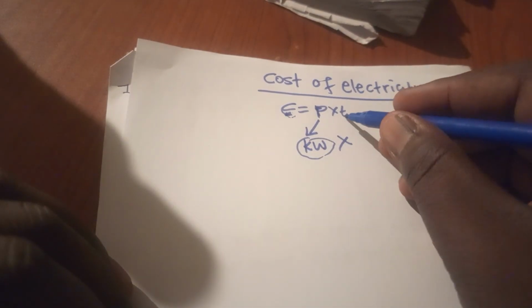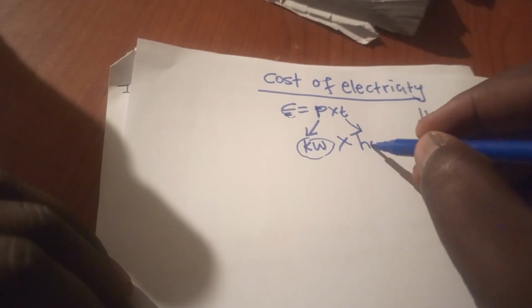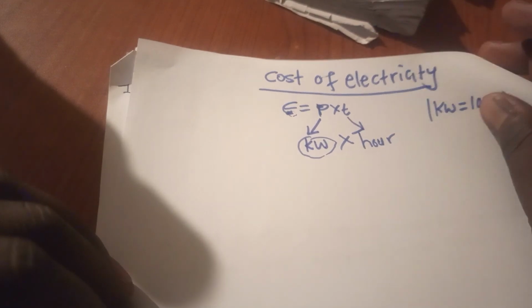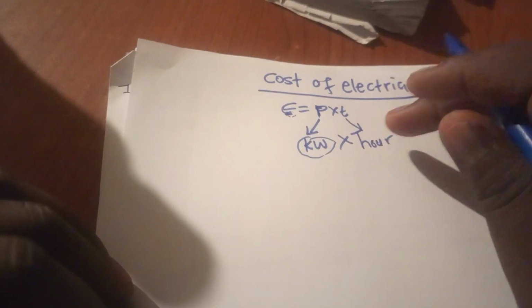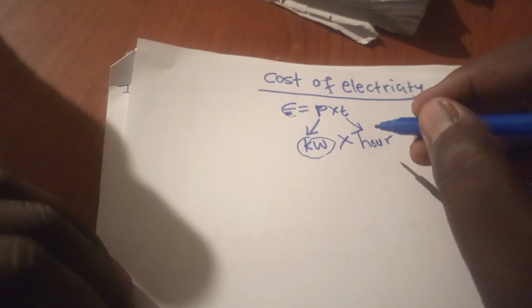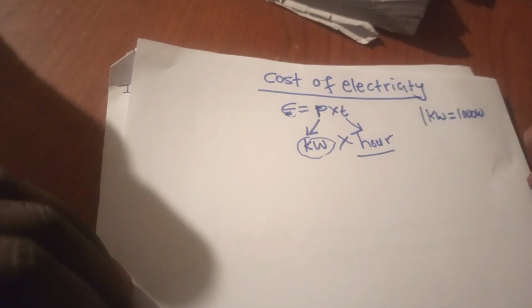Then times the time. The time needs to be in hours, only on cost of electricity. But in any normal calculation, the time needs to be in seconds. Only on cost of electricity, the time needs to be in hours.